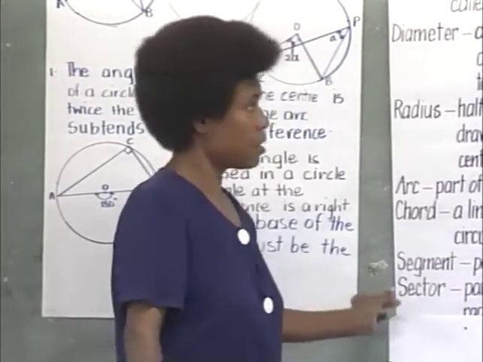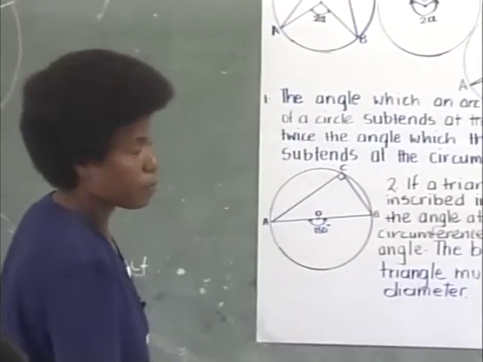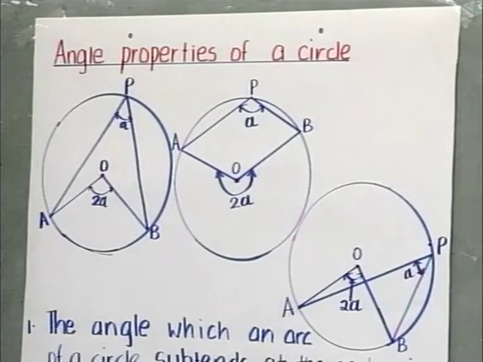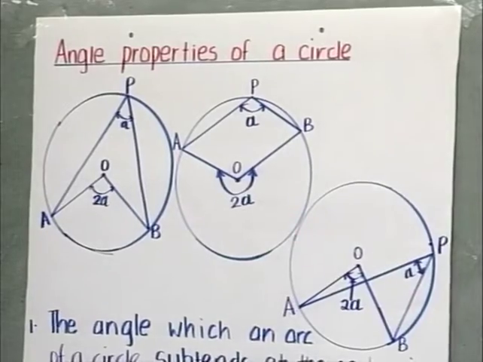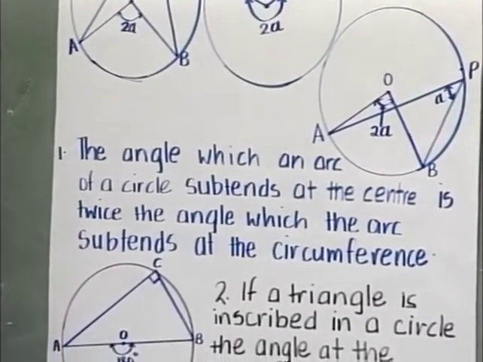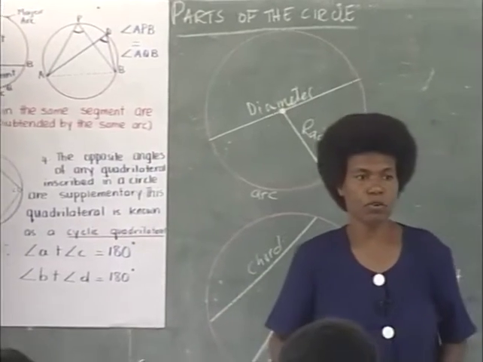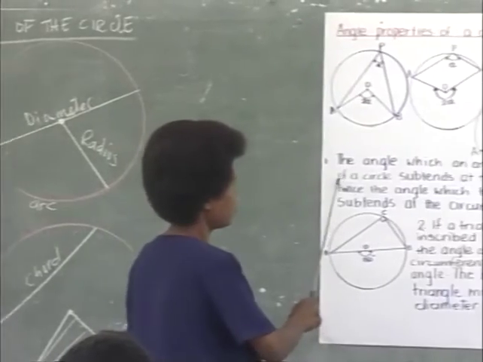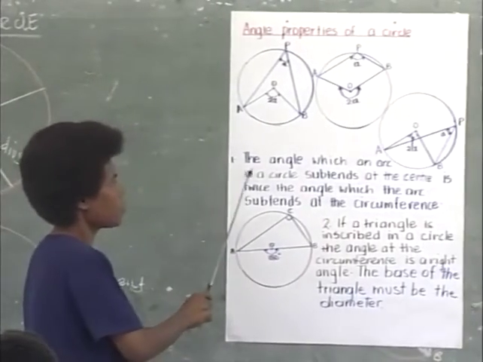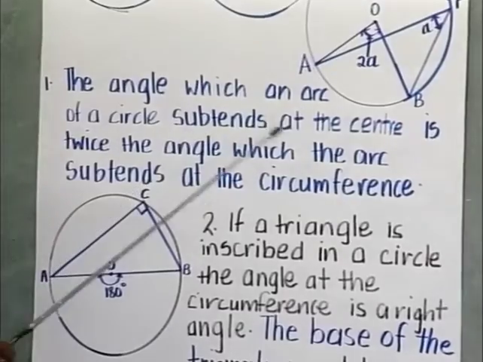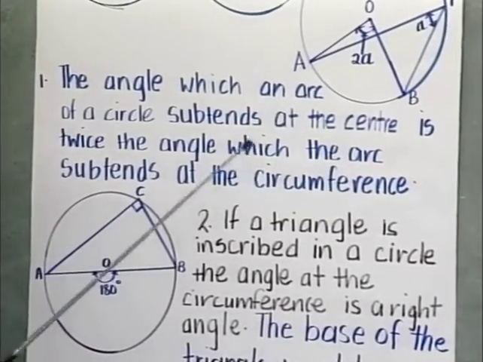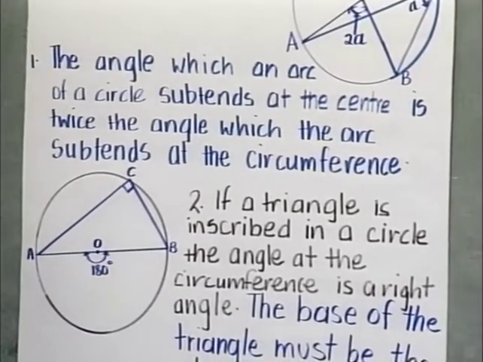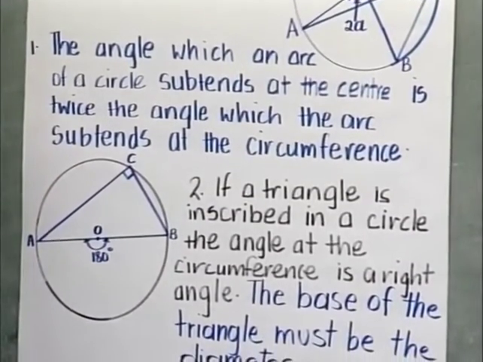Our lesson today is on the angle properties of a circle. There are basically 4 properties. 1, 2, 3 and 4 there. So I'm going to go through each of those properties. All right, property 1 here. The angle which an arc of a circle subtends at the center is twice the angle which the arc subtends at the circumference. So in this property, we are talking about 2 angles that one arc subtends.